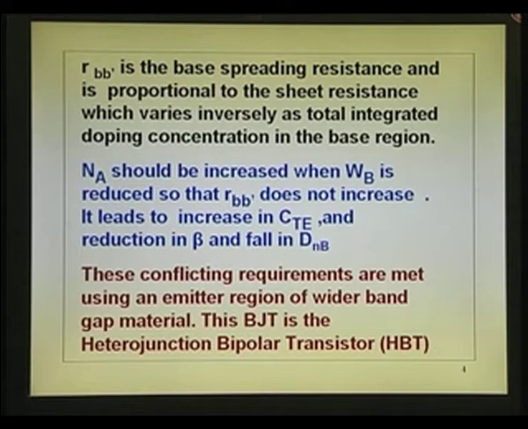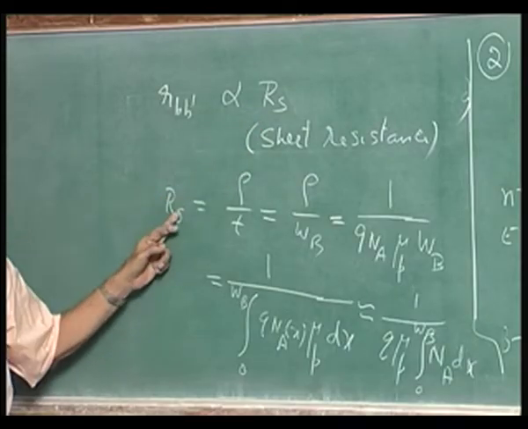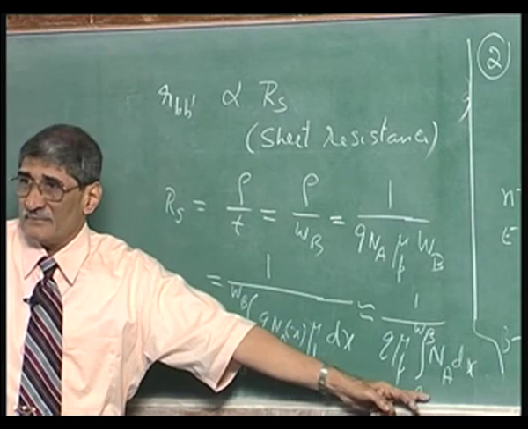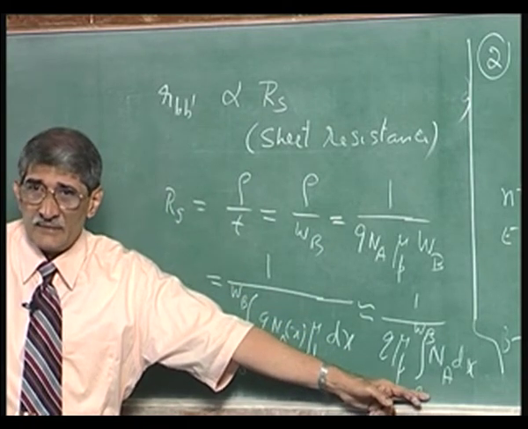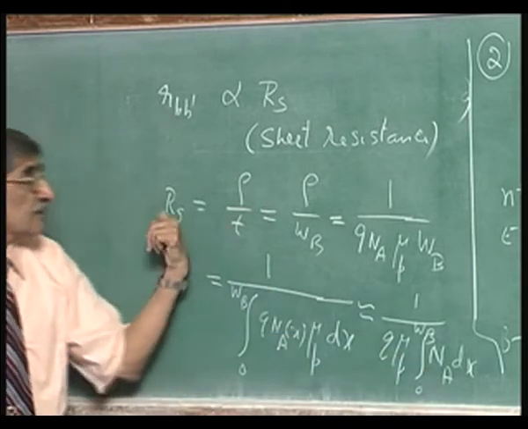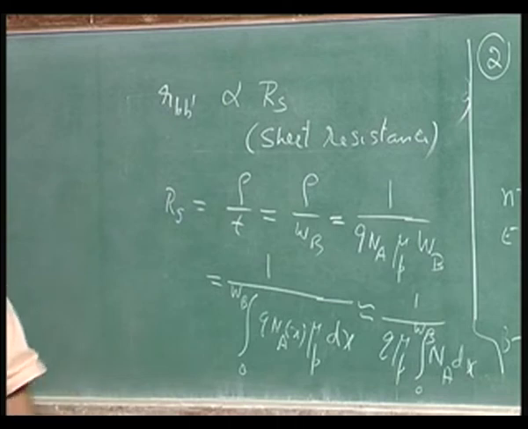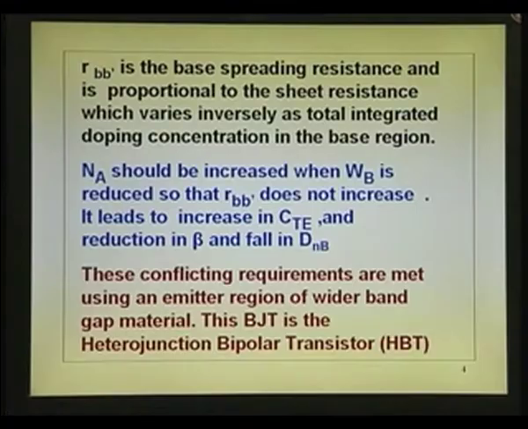So, this is summing up what we have said now. RBB dash is the base spreading resistance and is proportional to the sheet resistance, which varies inversely as total integrated doping concentration in the base region. RS varies inversely as the total integrated doping concentration in the base region. That is what we have said there in the statement. You must actually increase this quantity to reduce it and finally reduce RBB dash. NA, or rather total integrated doping NAD of x, should be increased when WB is reduced, so that RBB dash does not increase. Keep it within the limit.